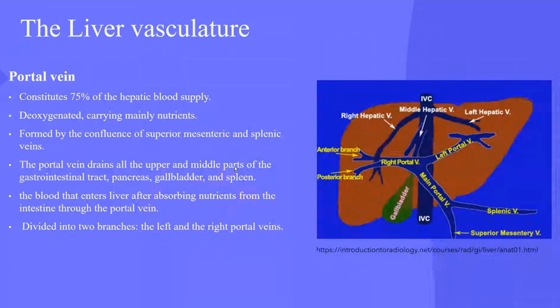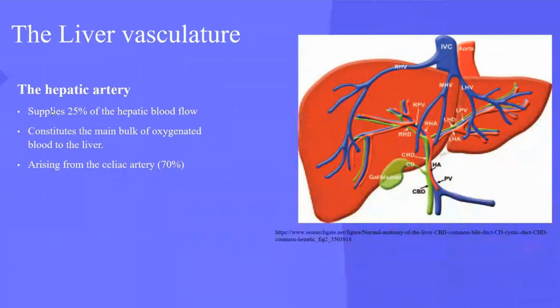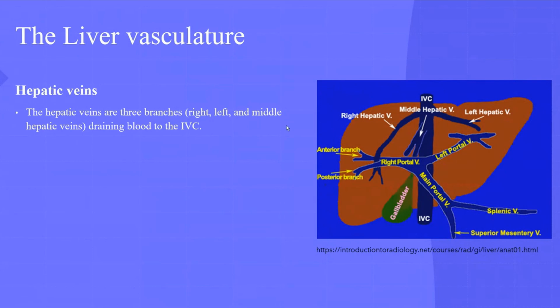The hepatic artery supplies 25% of the hepatic blood flow. It constitutes the main bulk of the oxygenated blood flow to the liver. It arises from the celiac artery. The hepatic veins are three branches, the right, left, and middle hepatic veins, draining blood to the IVC.